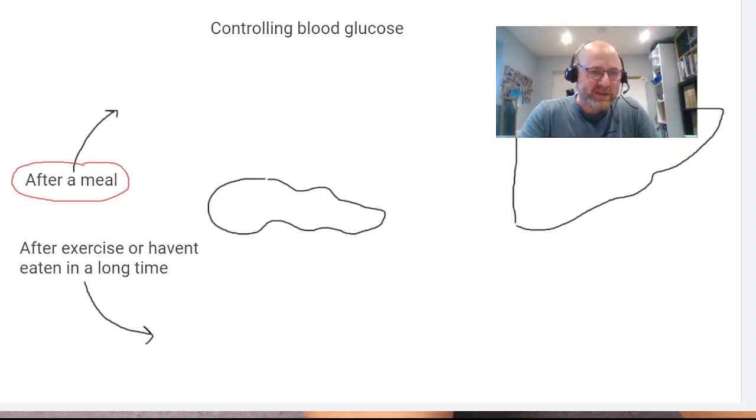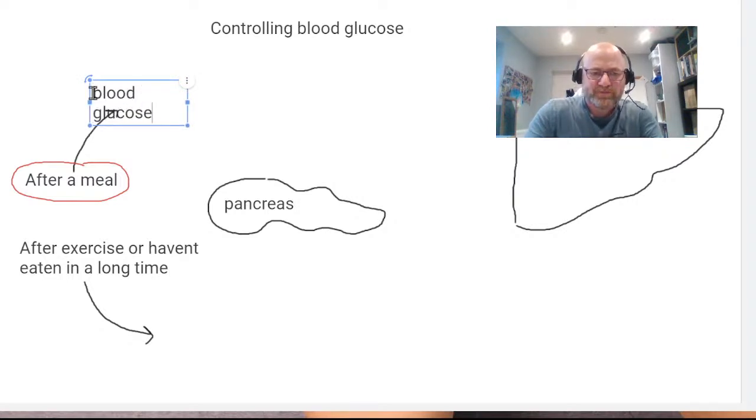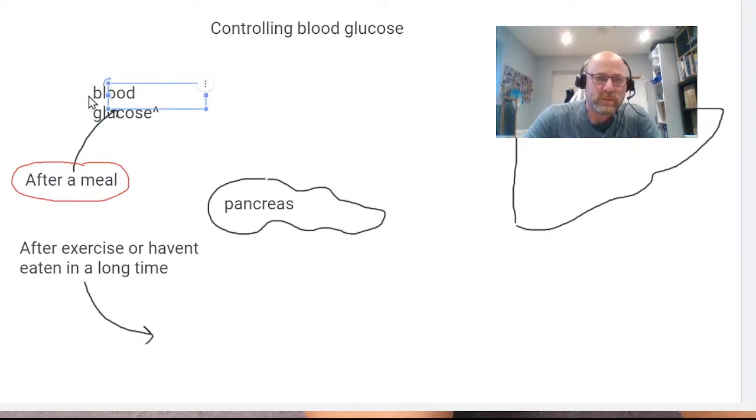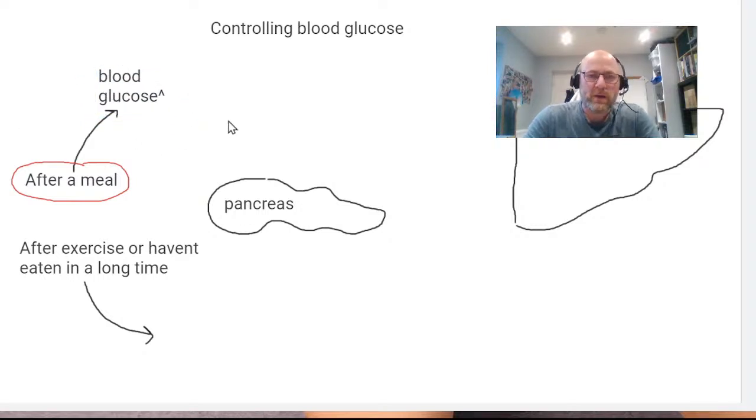Yeah, Adam, the pancreas is involved here. This is coming up in your exam, but what happens to your blood glucose level? Yeah, increases. So you want to know, after you eat a meal, blood glucose goes up.